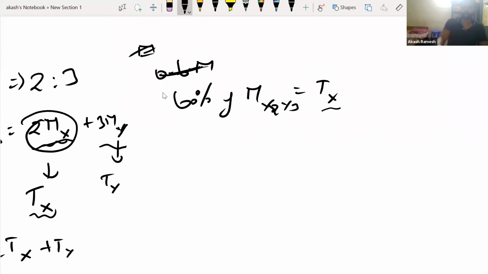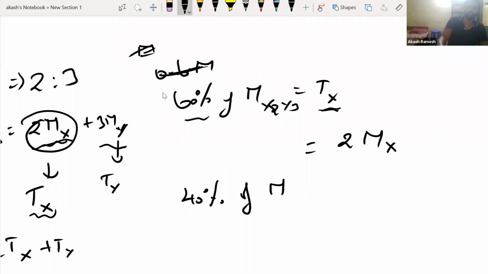Correct? Now I can write this total mass as what? Total mass as 2 into the atomic mass of X. Right? Same way, if X is 60%, the rest 40% would be Y. Right? So I can write 40% of total mass of X2Y3 would be the total mass of Y. And again, total mass of Y, I can write it as 3 into atomic mass of Y.